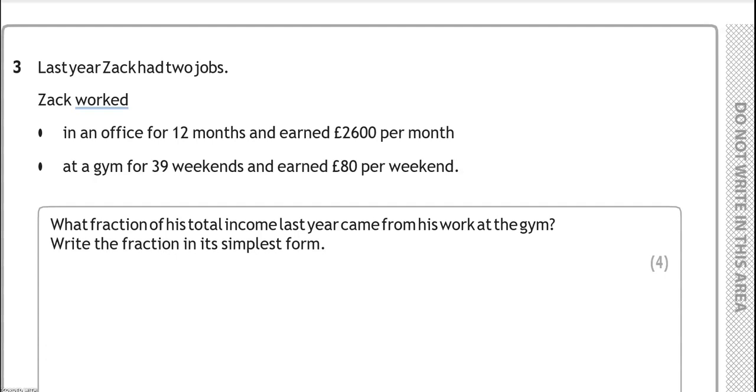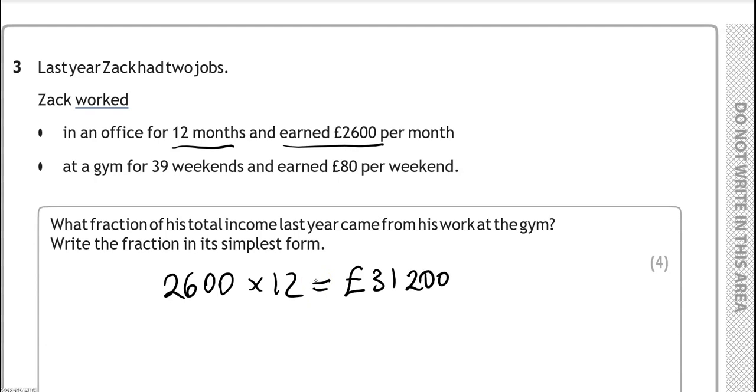So let's work out how much he earned from working in the office. That was for 12 months and he earned 2,600. So 2,600 times 12 gives us £31,200. At the gym, that was 39 weekends, £80 per weekend. So 39 times 80 gives us £3,120.